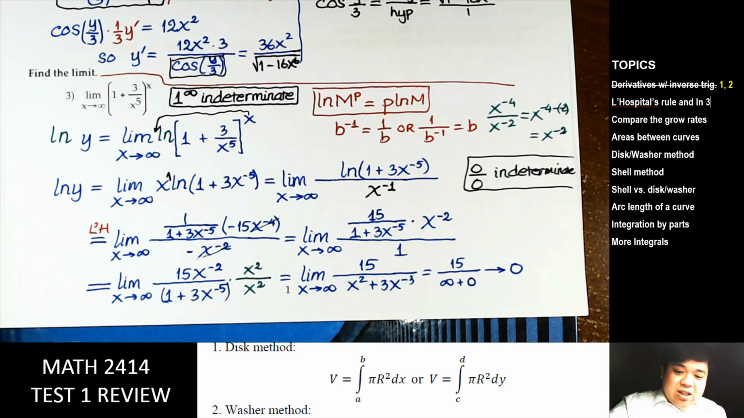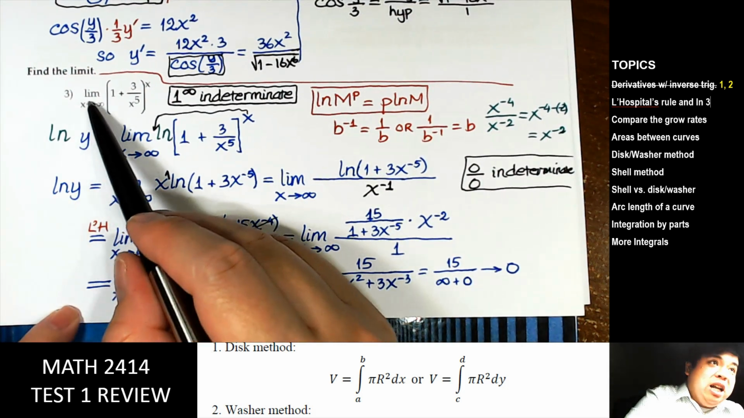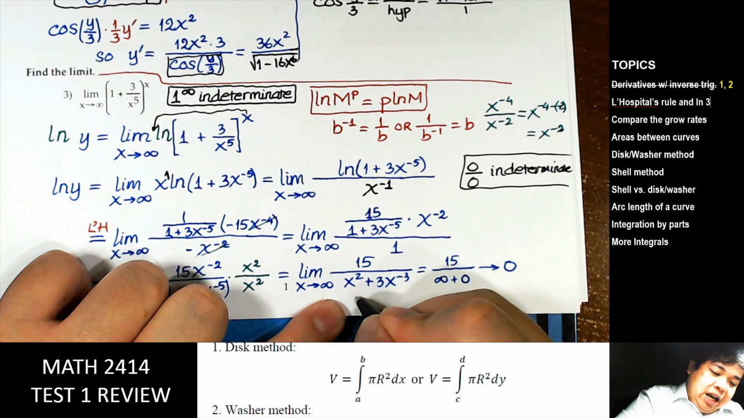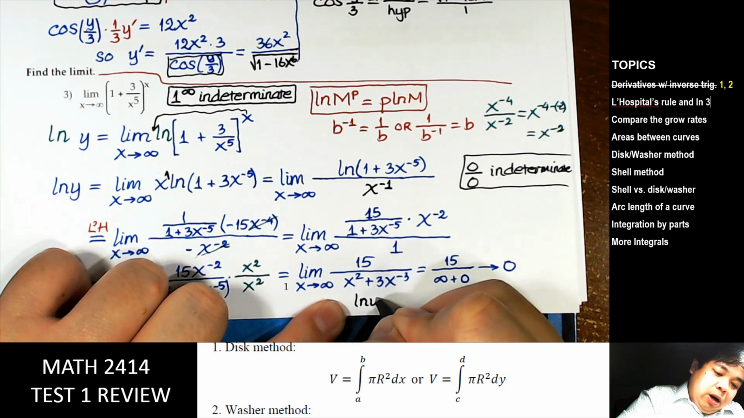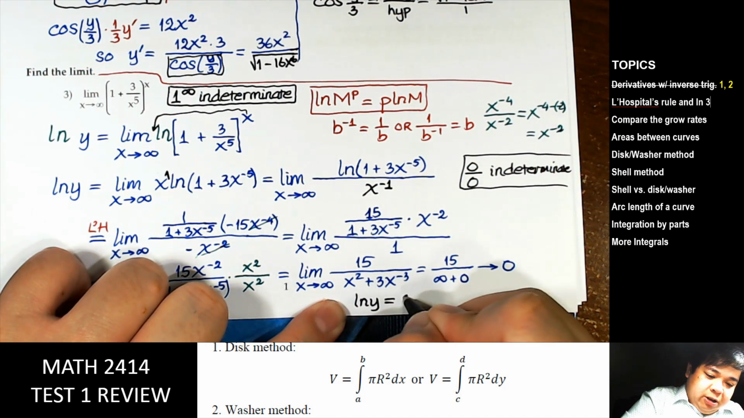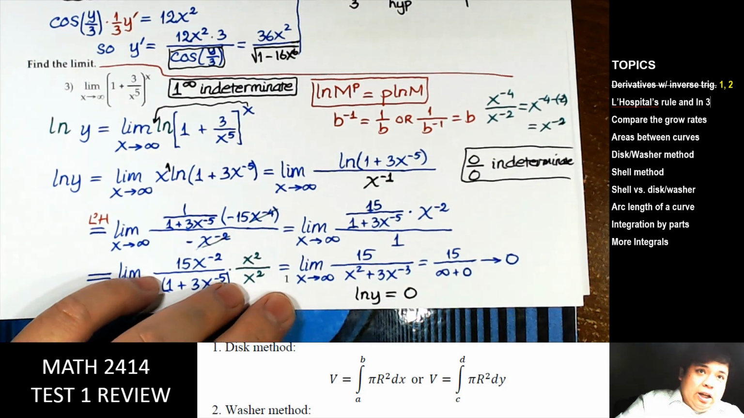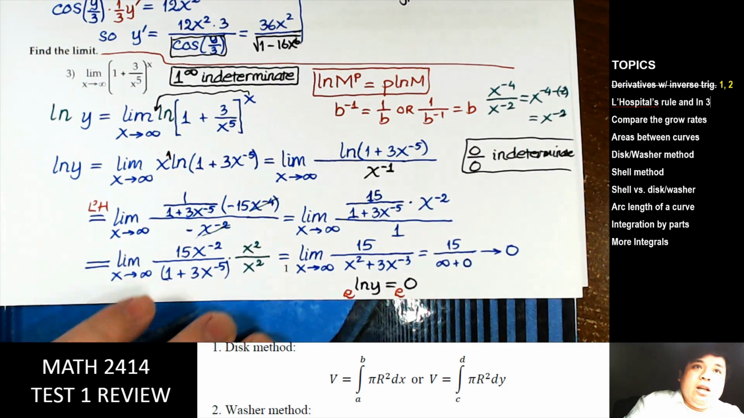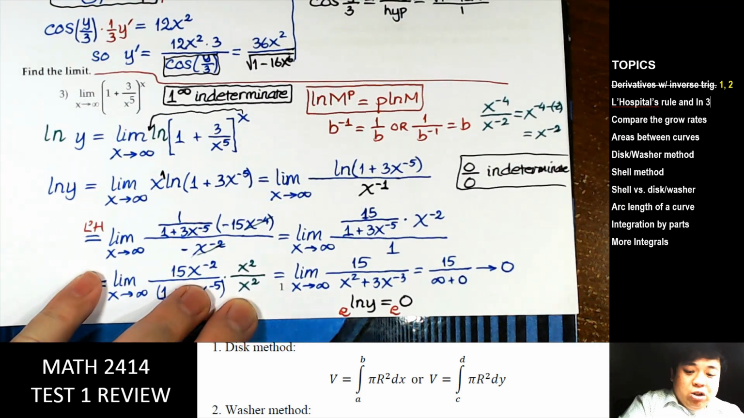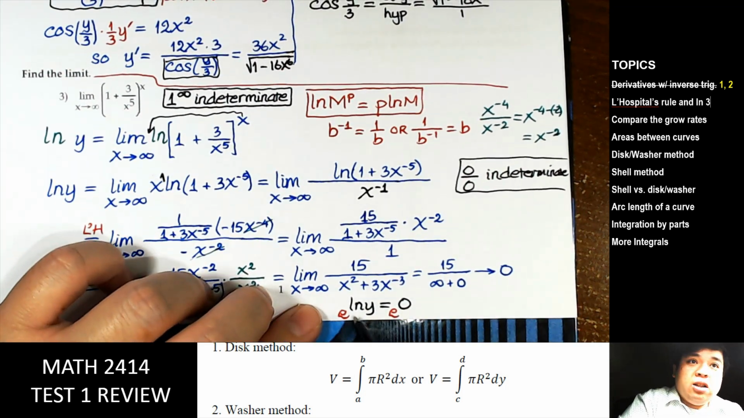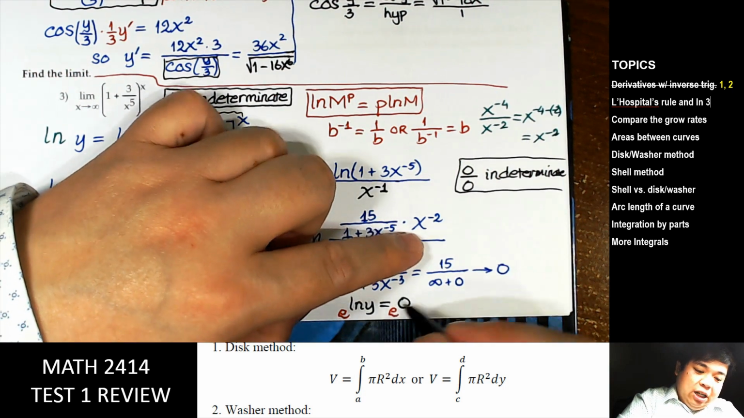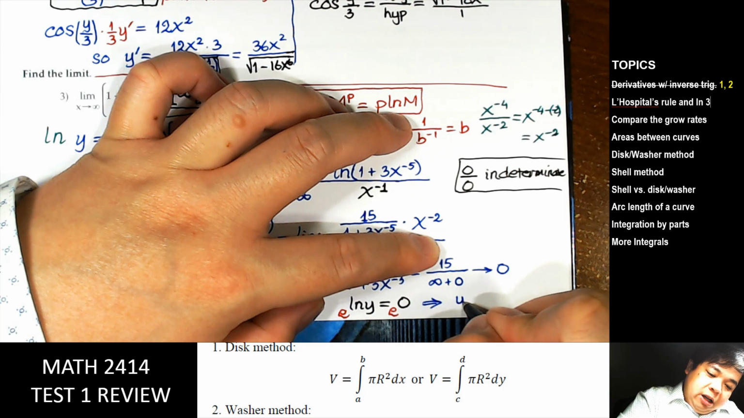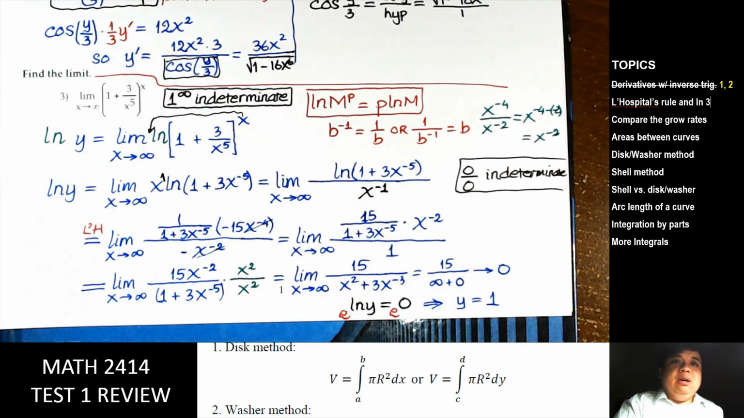We still have one last thing. They ask for the limit though. They're asking for y. So we have ln of y is equal to 0. If we raise both sides to the e, take the exponent, raise to the power on both sides, e and ln cancel out, e to the 0 power is 1. So after that we have y equal to 1. So the limit equals 1.